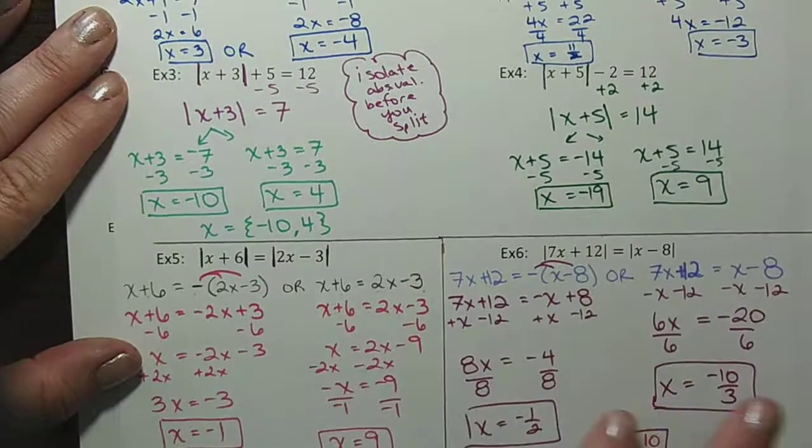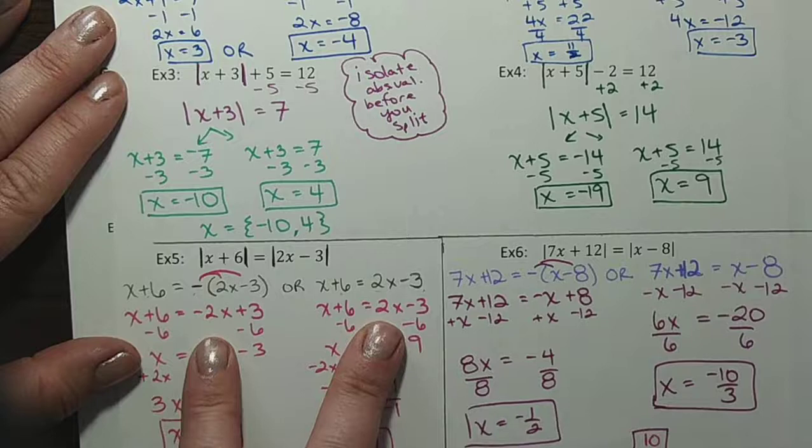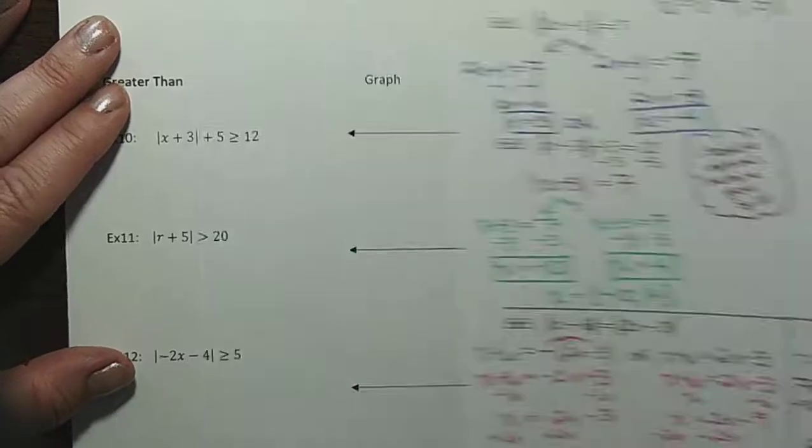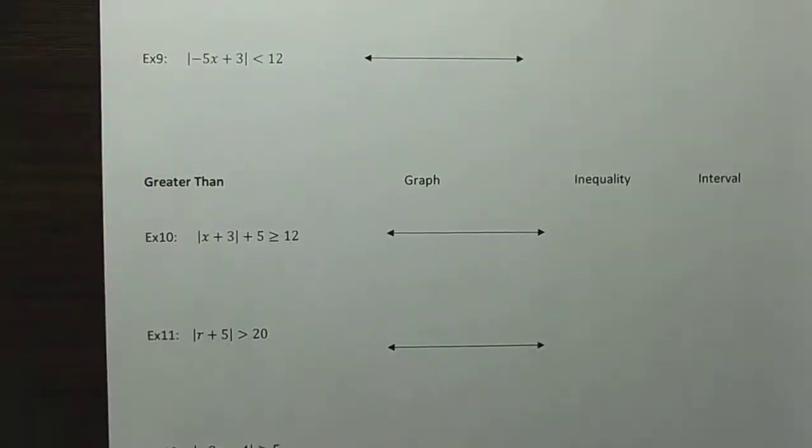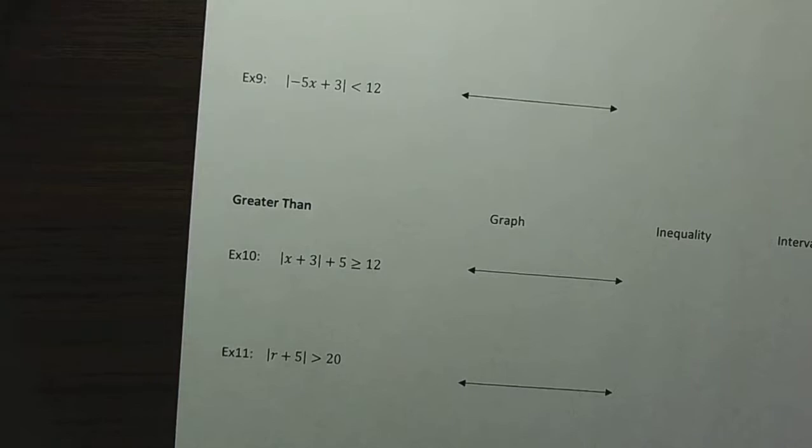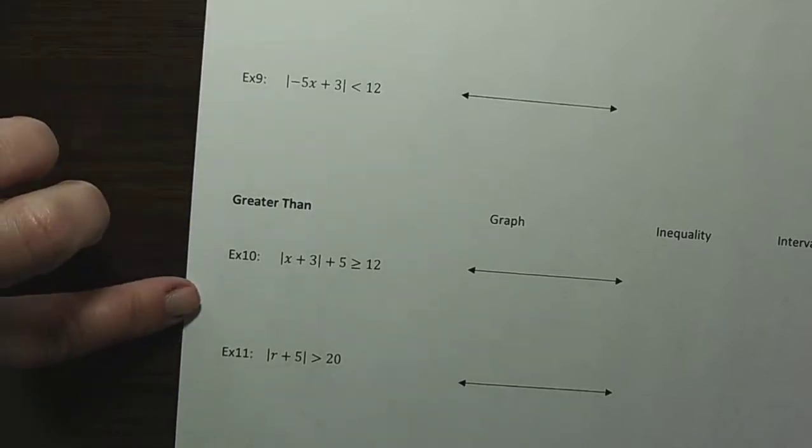Alright, so that's absolute value equations. You split to the two possibilities and solve them separately. For the inequalities, anytime you have inequalities, a graph is involved. And these can be confusing. I'm going to try my best to keep it as simple as I can. We're going to focus on less than, and then we'll focus on greater than. So let's focus on less than first.